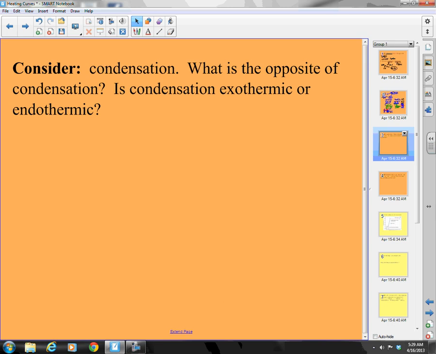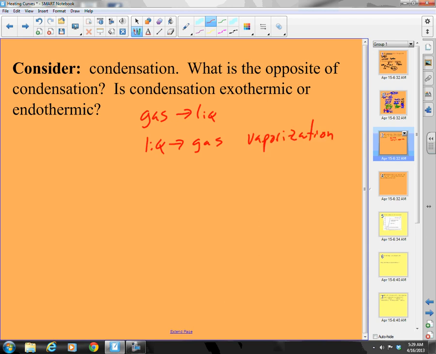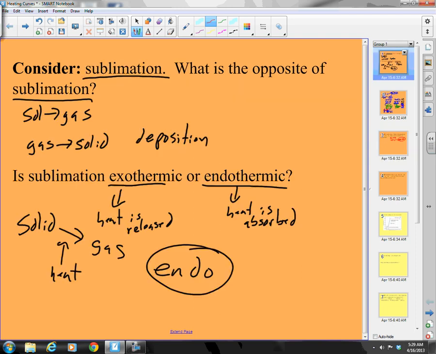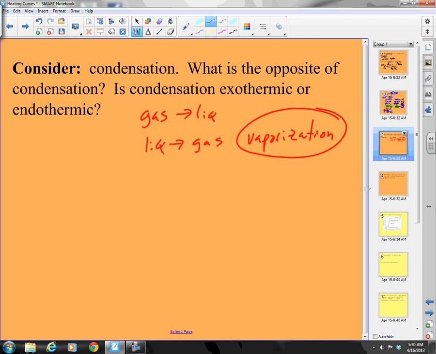Condensation. What is condensation? Condensation is going from a gas to a liquid, right? So what's the opposite of that? Going from a liquid to a gas, and that is called what? Vaporization. Oh wait, did I answer that question right? So yes, I did answer that one right. Good.